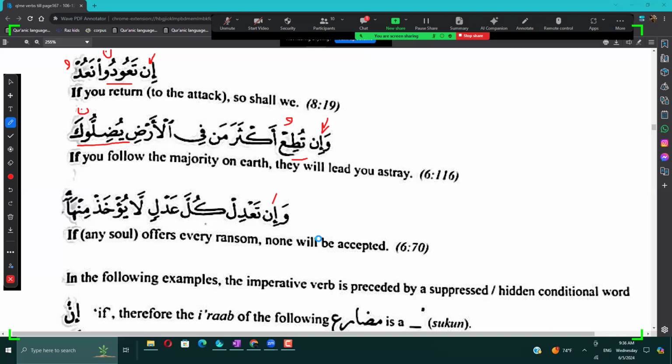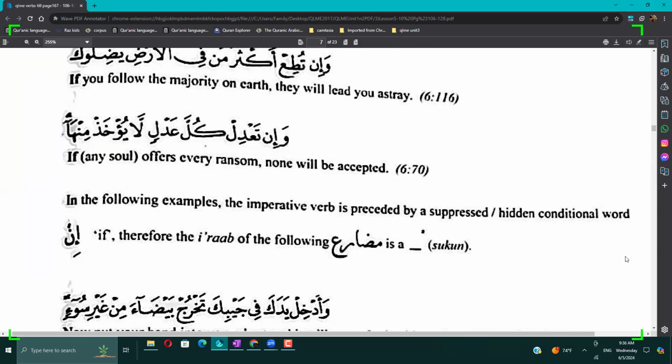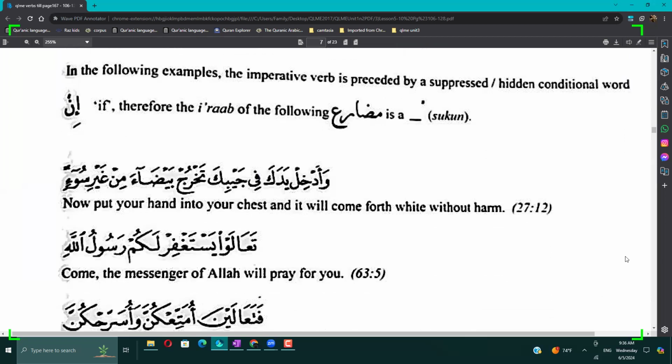But this yu'khaz is becoming majzoom because of what? In. Okay. So if any soul offers every ransom, none will be accepted. And in the following examples, the imperative verb is preceded or suppressed. I mean, sometimes you see in the ayah that the mudari is majzoom, but there's no in or anything before it. So here it says that the in is hidden. And how you know that in is hidden is if there is a fi'l amr before it, that will make the mudari majzoom.